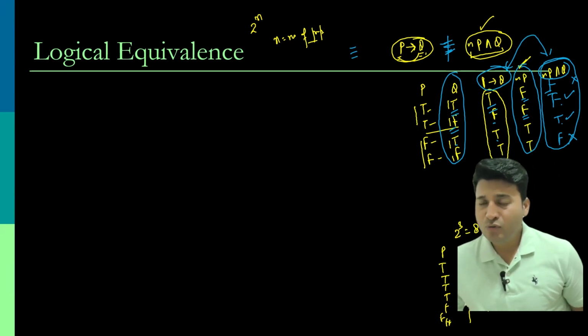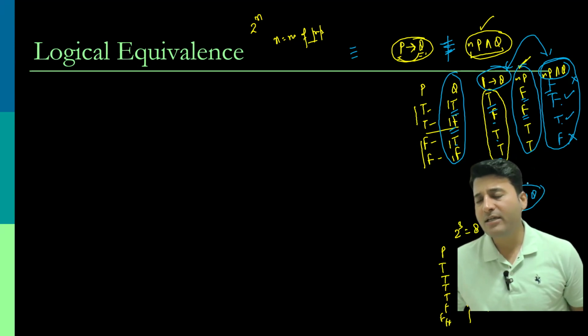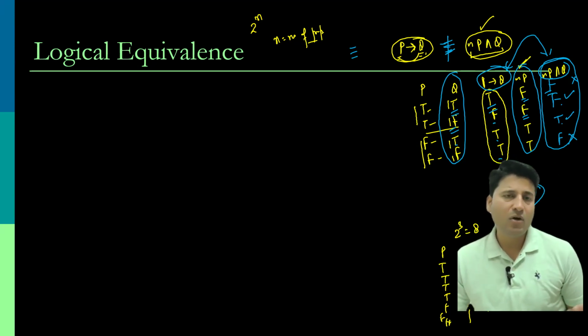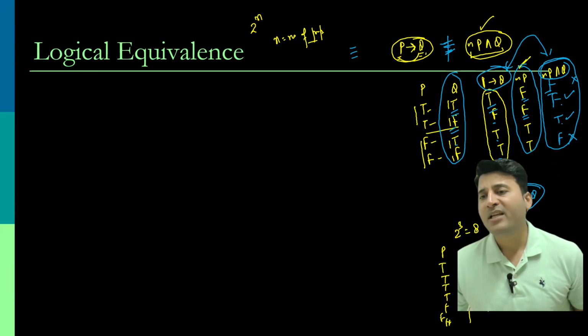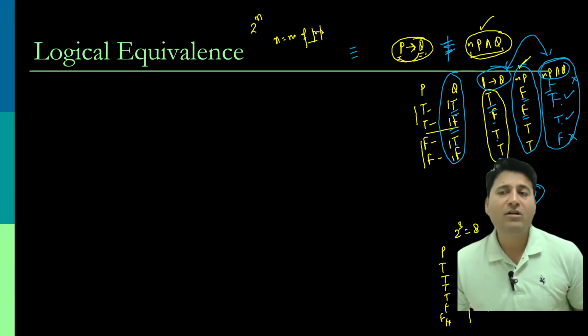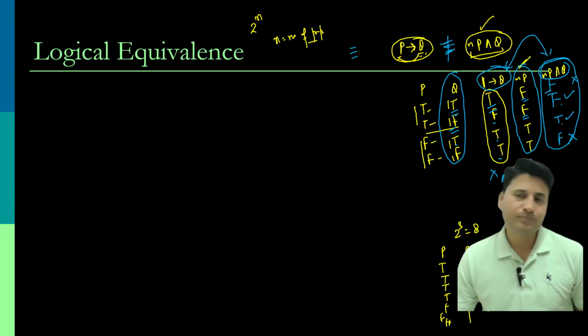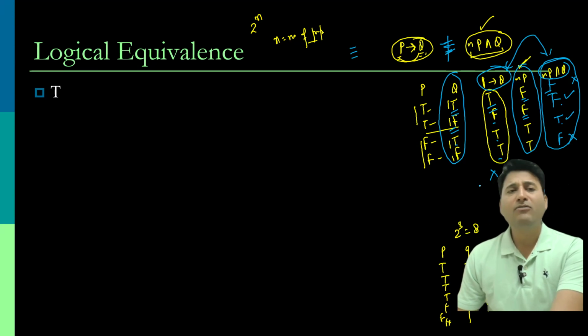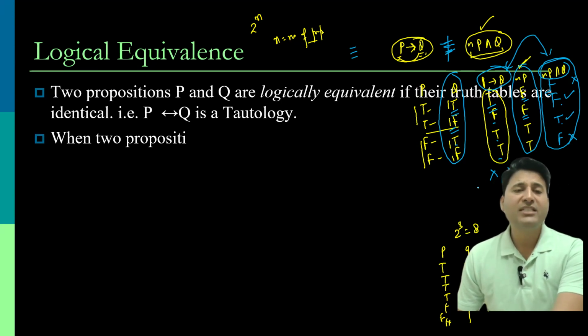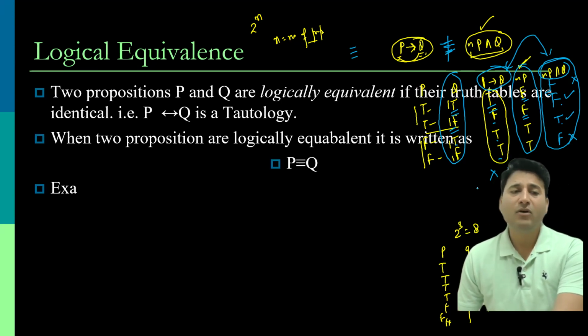Now, if I want to check whether this P implies Q is a tautology, contradiction, satisfiable, or contingency? It is not a tautology because not all of them are T. It is not a contradiction because not all of them are F. Is it contingency? Yes, some T, some F. Is it satisfiable? Yes, at least one T is there. Okay, so this is how we can understand whether two propositions are logically equivalent or not.